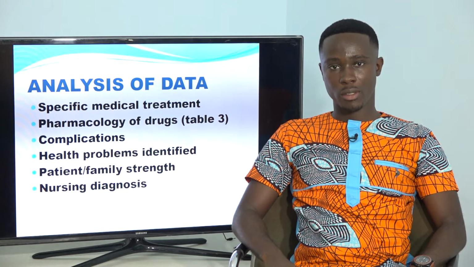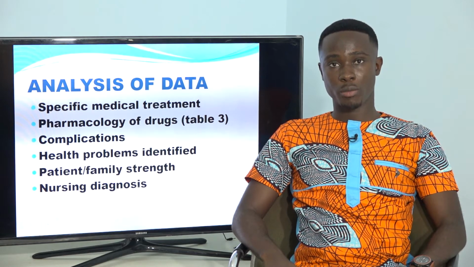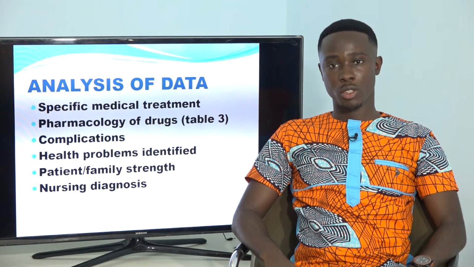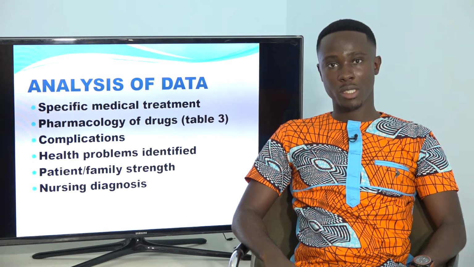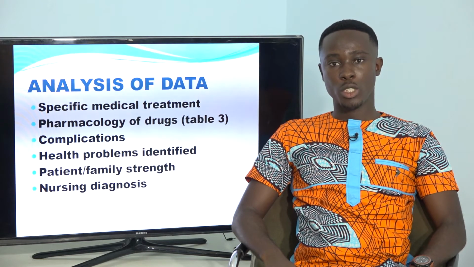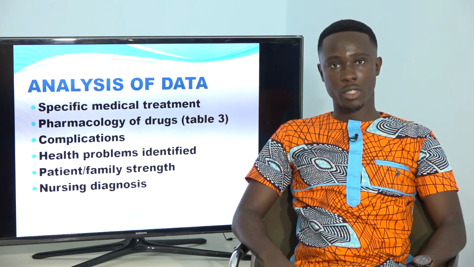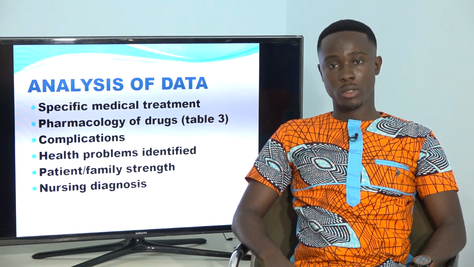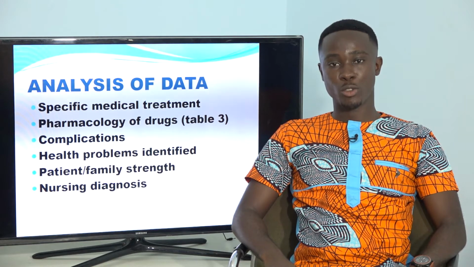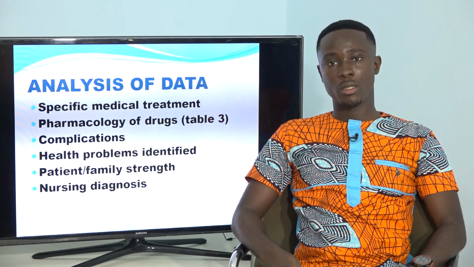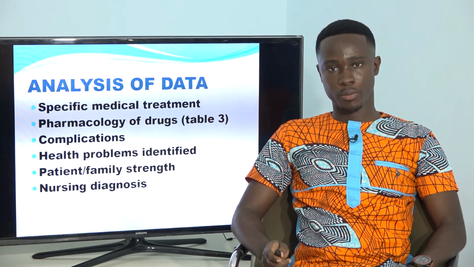Then complications. After complications, we'll move on to health problems. We have to identify some health problems. The patient is obviously not well, and he or she will be exhibiting some health problems which should be managed. Every patient somewhat has some strengths which would help in the management of these health problems. And after all this, we would derive nursing diagnosis from the health problems identified. That would end module 2 and chapter 2 as well.